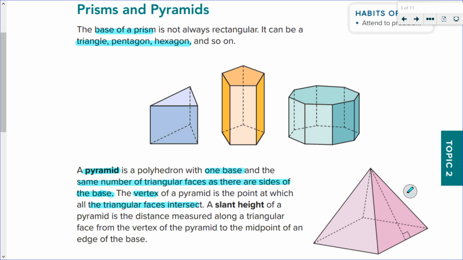A very important piece of this, when we are doing surface area, is what we call the slant height. The slant height of a pyramid is the distance measured along a triangular face from the vertex to the midpoint of an edge of the base. So in this case, this line right here would be our slant height. Our magic box is going to help you find the slant height. Because we are doing surface area, that is what I need for the height of that triangle.